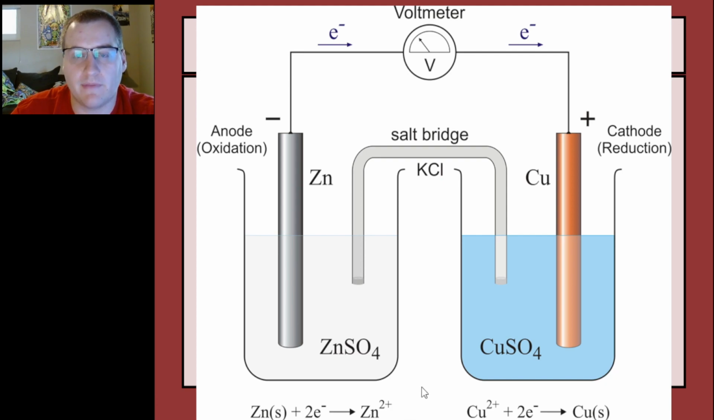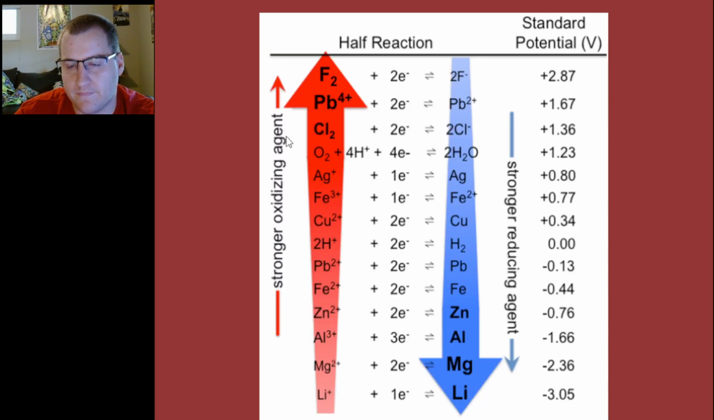So first thing we're going to do is compare these two half reactions and see which one will be the reduction and which one will be the oxidation. We're going to check our reduction potential chart. The higher one will be the reduction. The lower one will be the oxidation. So I'm comparing copper 2+ and zinc. Copper 2+ is here, it's a positive 0.34. Zinc is down here, it's a negative 0.76. Copper is higher, so it is going to reduce. Zinc is lower, therefore it's going to oxidize.